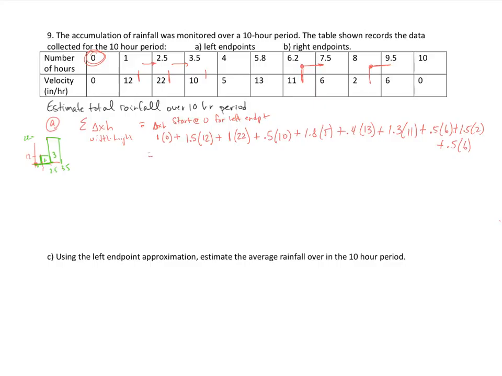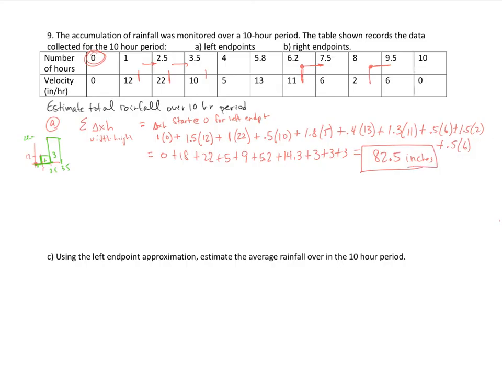Now let's go ahead and simplify all this. I get 0 plus 18 plus 22 plus 5 plus 9 plus, this will be 5.2 plus 14.3 plus 3 plus 3 plus 3, which gives me a total of 82.5 inches.